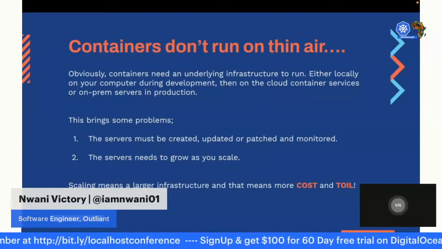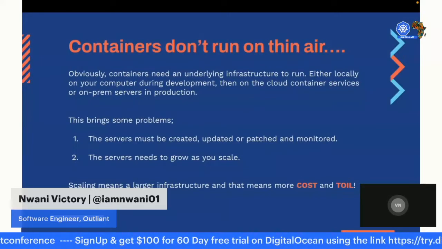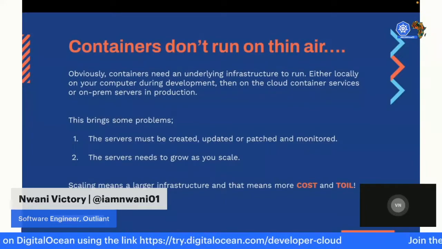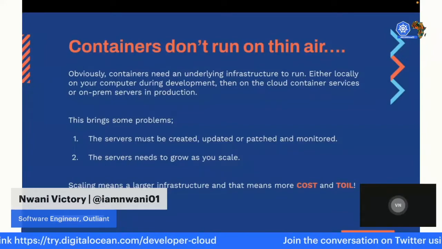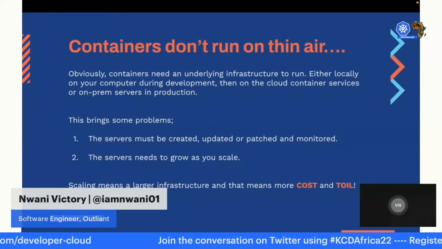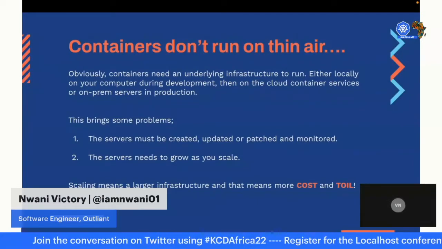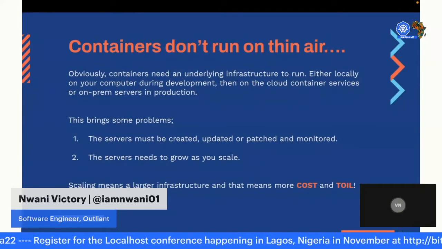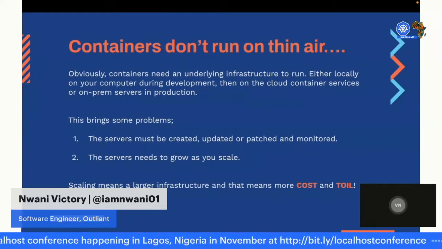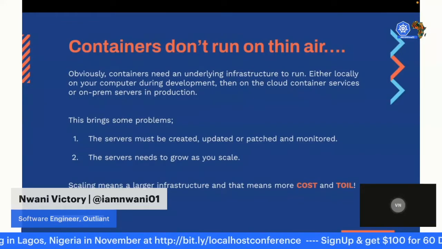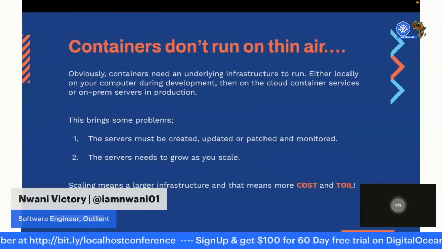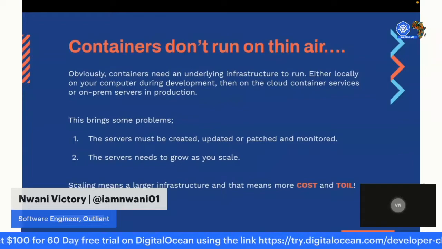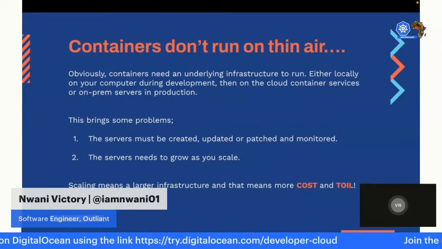First off, this infrastructure has to be created, it has to be updated, and when there's an issue, it has to be patched, alongside being monitored constantly to know when to roll out an update to the underlying infrastructure that powers your containers. And also, this infrastructure needs to grow as your application scales. As you scale from thousands to millions of requests, the underlying infrastructure for your containers needs to grow also. And this means that you're paying more and you're also having toil.